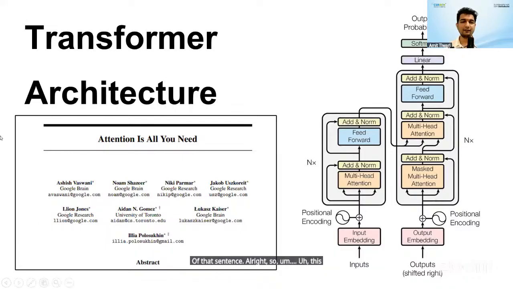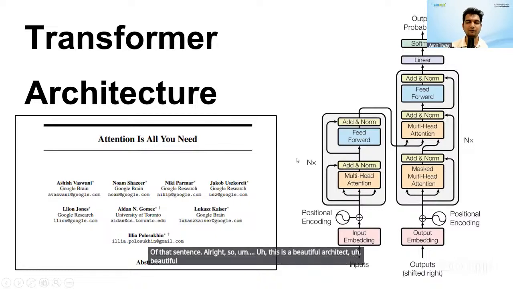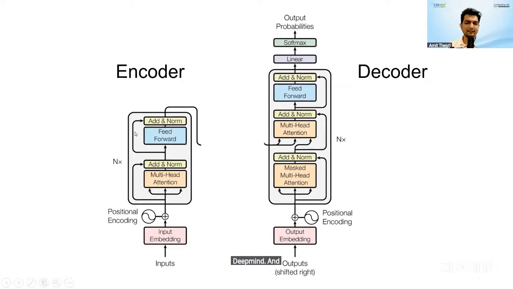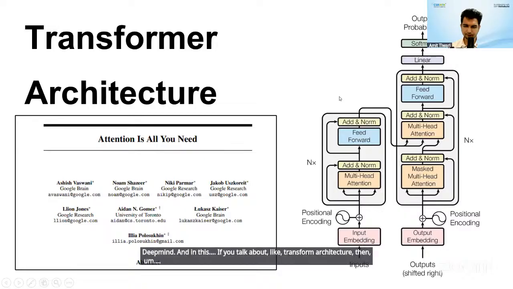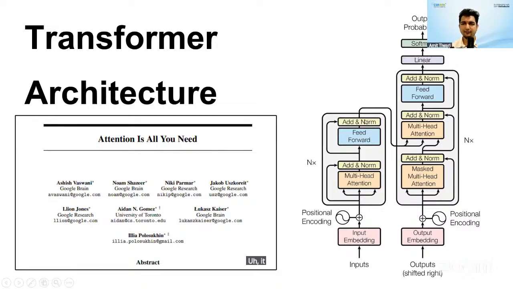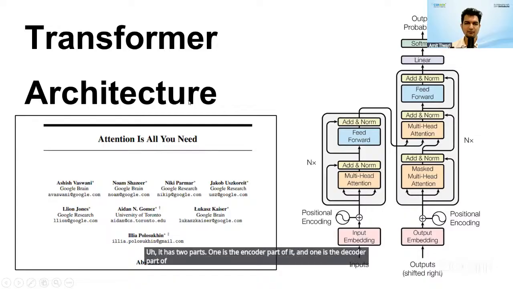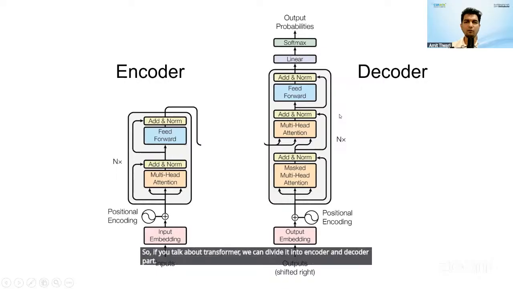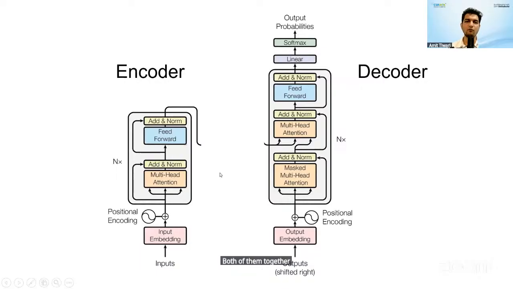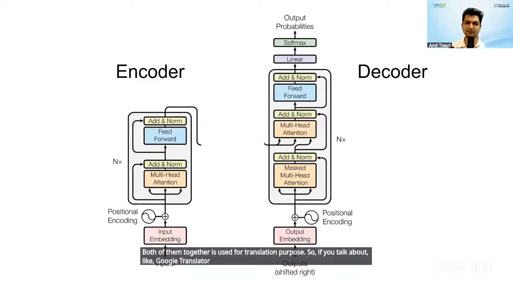This is a beautiful research paper from 2017, published by Google's DeepMind. If you talk about the transformer architecture, it has two parts. One is the encoder part, and one is the decoder part. Both of them together are used for translation purposes. So if you talk about Google Translate or any language translator, then both the encoder and decoder parts are used.